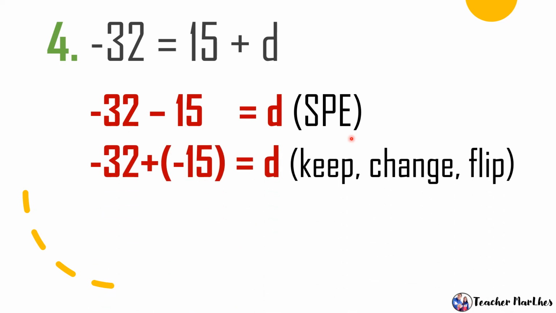So, using the rule in subtracting integers, we have the keep, change, and flip. So, keep negative 32, change subtraction to addition, then flip 15 to negative 15. So, using the rule in adding integers, same sign, add and keep. So, negative 32 plus negative 15 is equal to negative 47. So, the value of variable D is negative 47.